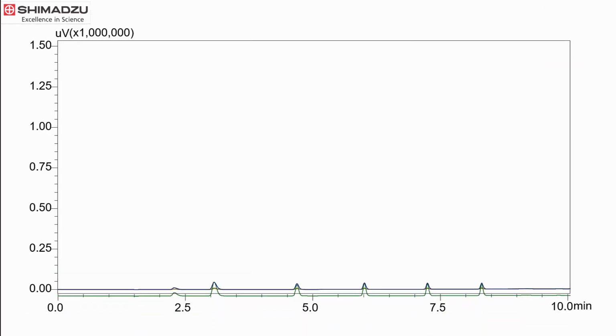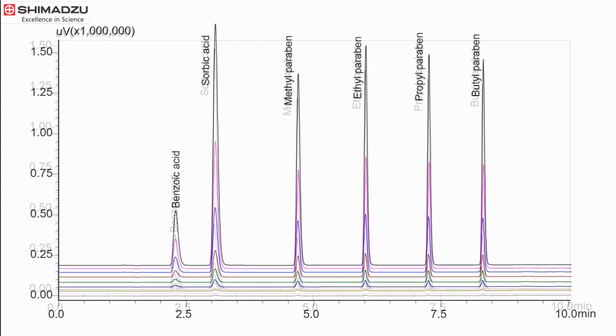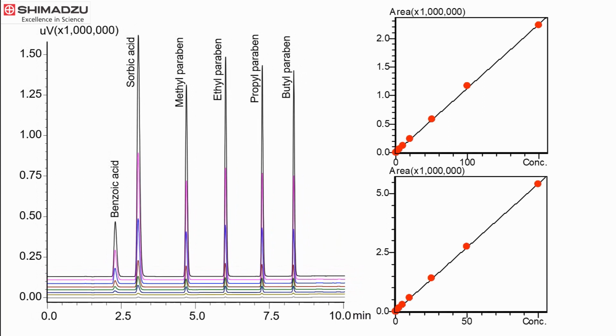These are the overlay chromatograms of 8 calibration standards. All 6 preservatives were well resolved in less than 10 minutes under the gradient elution method. The linearities of the calibration curve of 6 preservatives were excellent.